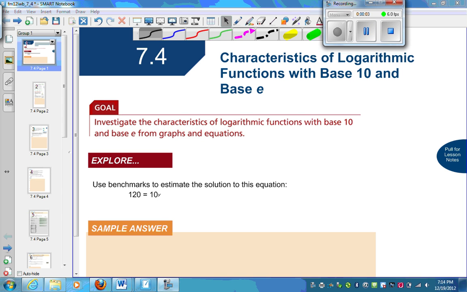Section 7.4, characteristics of logarithmic functions with base 10 and base e.